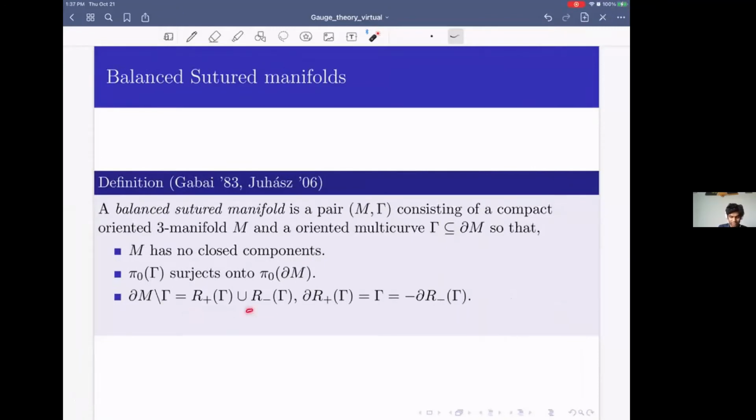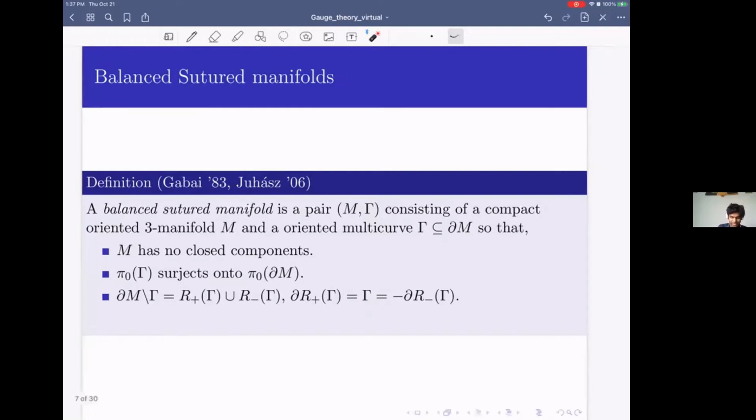One is the plus region, another is the minus region. So now, which one is the plus region and which one is the minus? The plus region is the one whose induced orientation is the same as the orientation on γ. And the minus region is the one whose induced orientation on γ is the opposite of the orientation on γ.